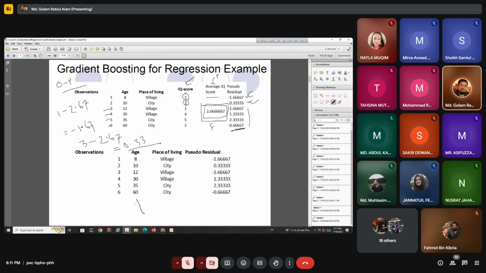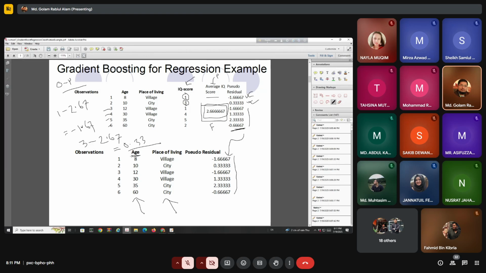The data set will be age and place of living, and then these are the pseudo residuals. That means these values are the errors. We need to build the age based on the errors. And now I think we know how to do that if we want to construct the regression tree. Last lecture we have already discussed it.